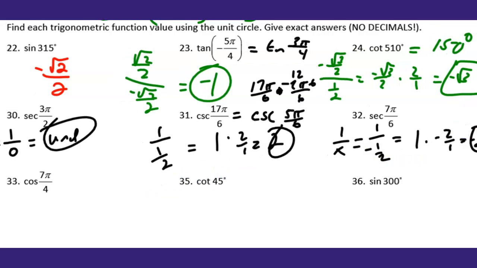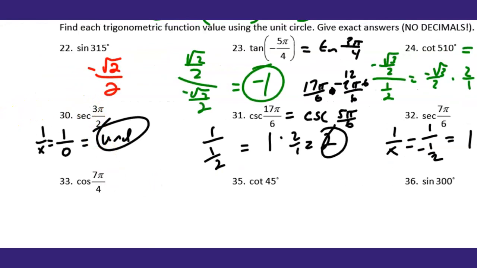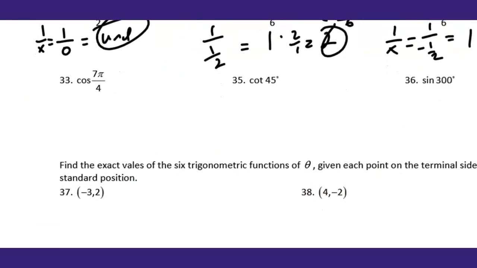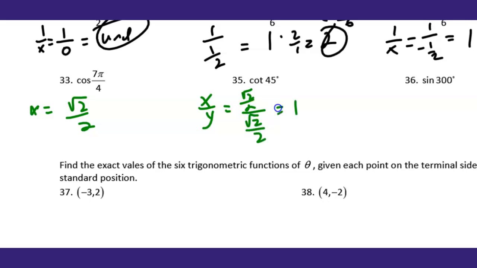Over here, cosine of 7 pi over 4. Cosine is the x value, which is square root of 2 over 2. That's on the unit circle. Cosine of 45 is x over y, and x is radical 2 over 2, and y is radical 2 over 2, and this over itself is 1.